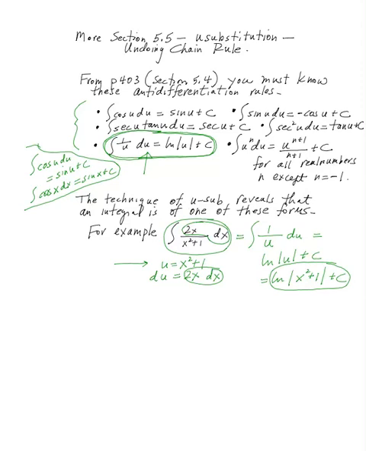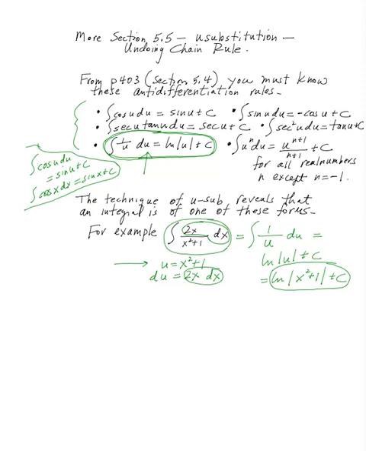Let's do some more of section 4.5. We need to get really good at u-substitution. That's undoing the chain rule. Again, we're learning our first technique of anti-differentiation, u-substitution, which undoes the chain rule.